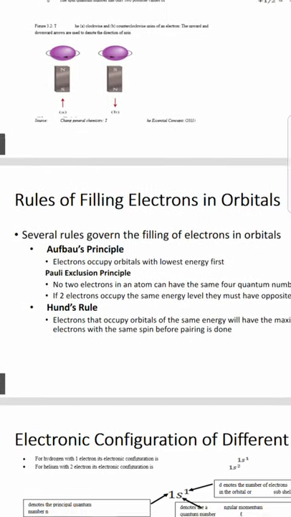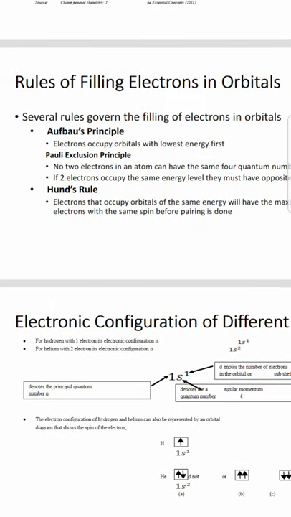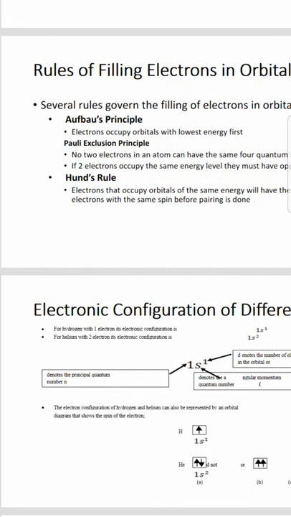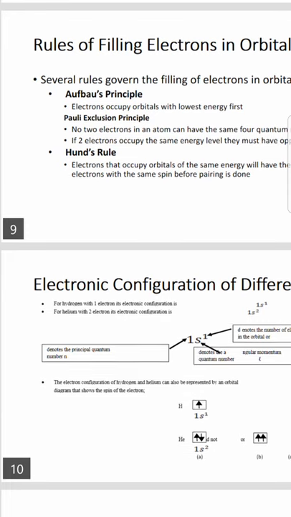Sasa, baada ya hapo, we have the rules now. Rules of filling the electrons in orbital. Ili uweze kufill electron kwenye orbital fulani, kwenye shell, unataka kumweka electron, lazima we have the rules. What shall I do? Utafanyeje ili uweze kufill? Now, we have three of them. The first rule is known as Aufbau's principle. And also we have Pauli exclusion principle. And also we have the Hund's rule.